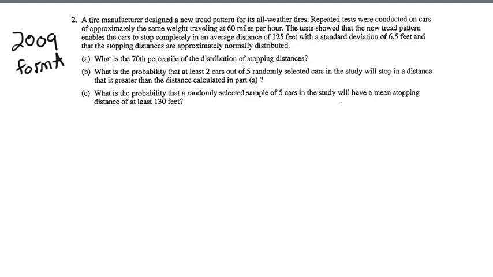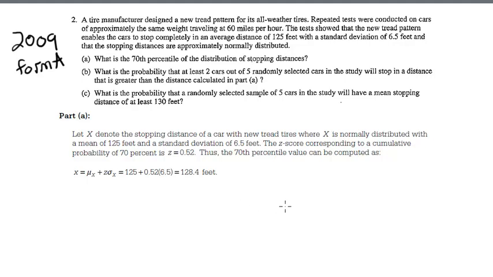So let's check out what the College Board did for Part A. They defined their variable. They said let x denote the stopping distance of a car wearing the new tread tires.